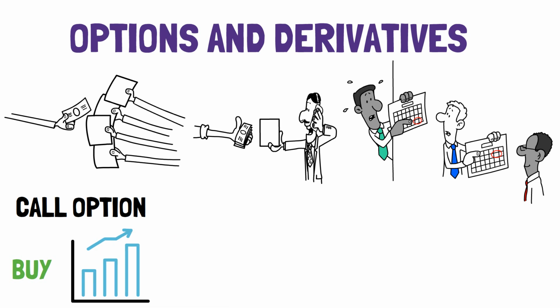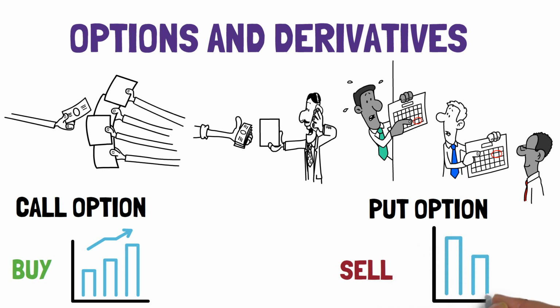The other one is put option. Put options give the holder the right to sell the underlying asset at the strike price before or on the expiration date. Put options are often used by investors who anticipate a decrease in the price of the underlying asset.